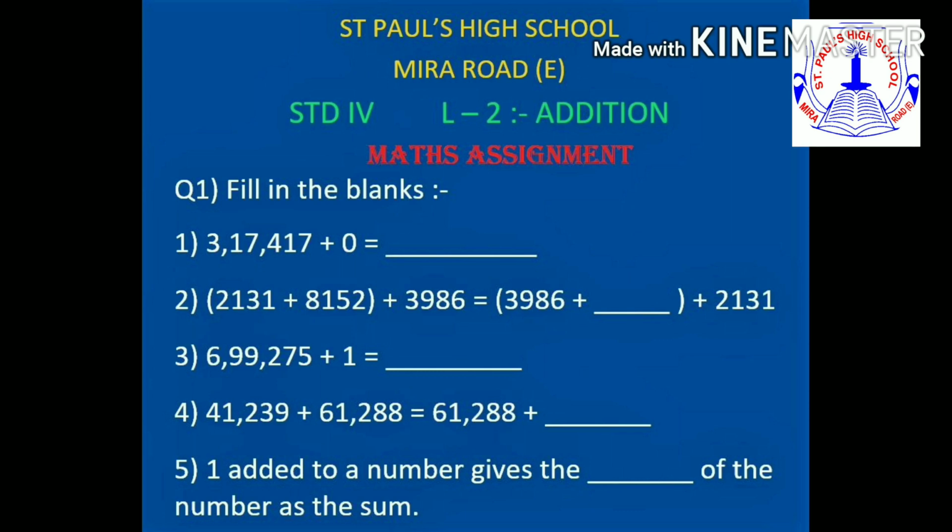Fourth one, 41,239 plus 61,288 is equal to 61,288 plus dash. Fifth one, added to a number gives the dash of the number as the sum.